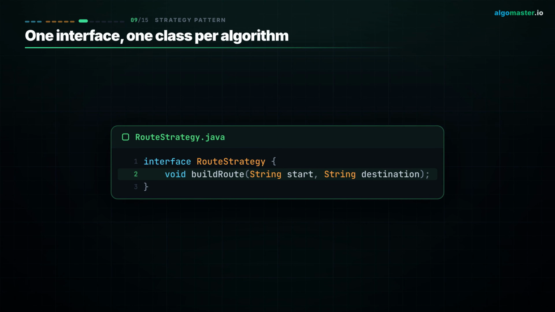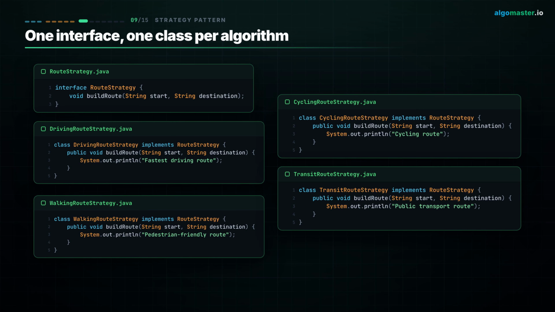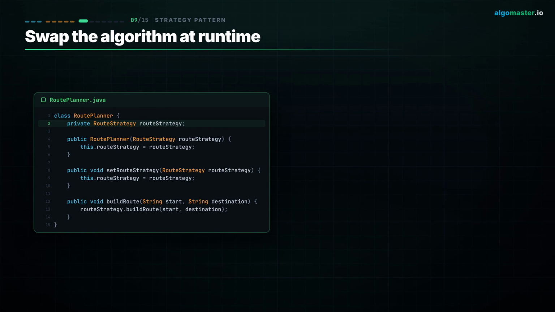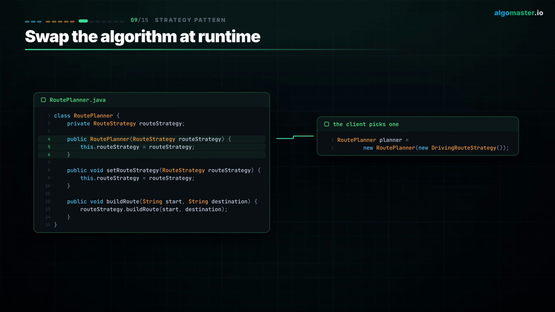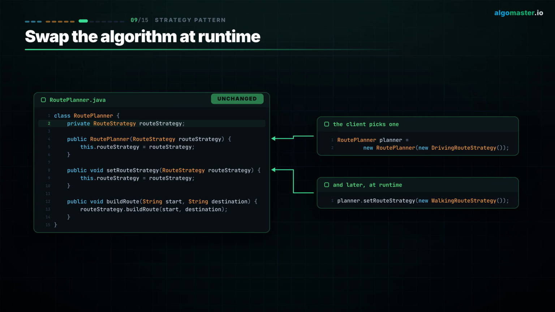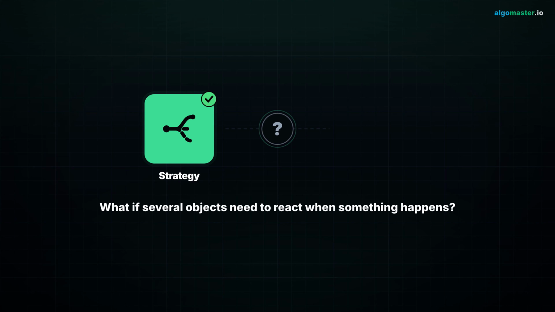This is where the strategy pattern helps. We start by defining a common interface for building routes. Each routing algorithm becomes a separate strategy class implementing the interface. Now the route planner no longer needs to know how each algorithm works. It simply delegates the task to the selected strategy. The client can choose the appropriate strategy when creating the route planner. And if the user switches from driving to walking, we can change the strategy at runtime. The route planner remains unchanged. Only the selected algorithm changes.